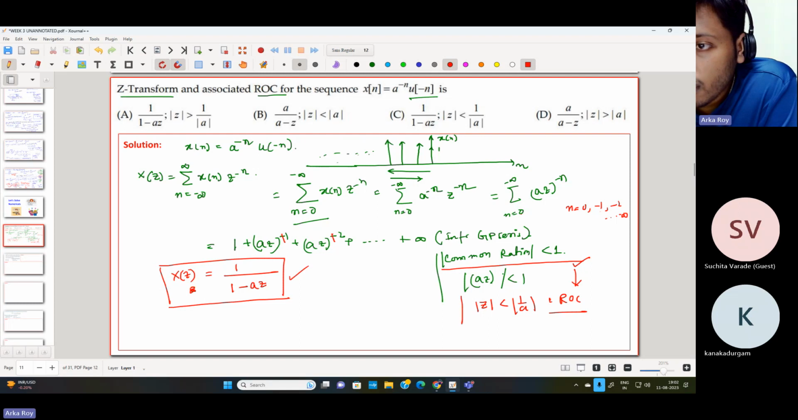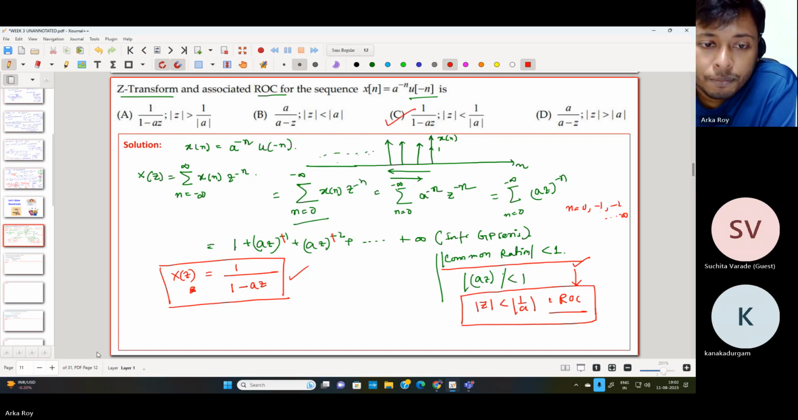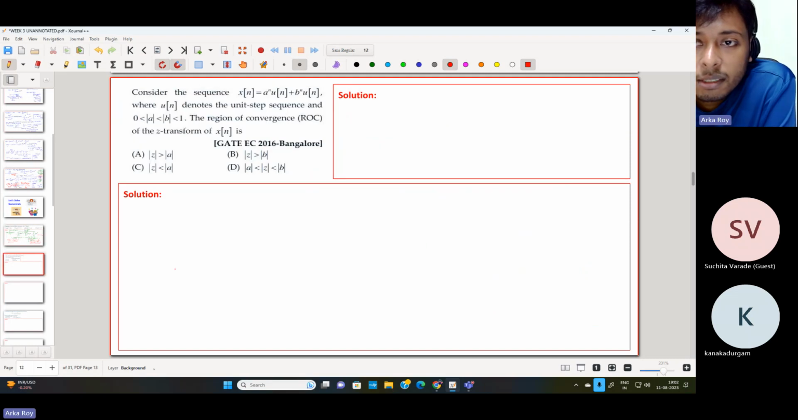So these two are the components of the result. So option C. So moving forward with the next question.